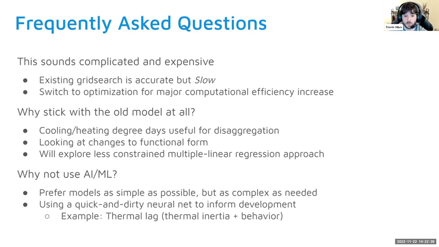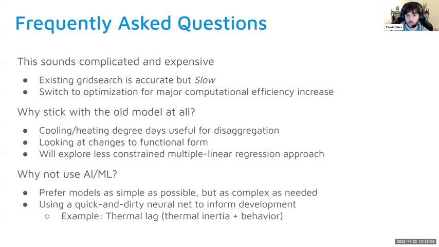Lastly, why do we not want to use AI machine learning? Well, this is really about making sure that we keep our models as simple as possible, but as complex as needed. And once we go the route of AI machine learning, we're going to lose that ability to understand what's going on in the model. It's going to predict really well, but you won't really know why.